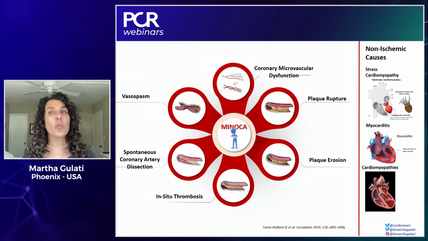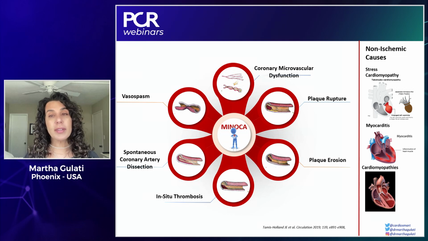So it's not just one diagnosis, is the point I'm trying to get at. When you say the words MINOCA, you haven't made the diagnosis quite yet. You're getting there, but you need to work a little bit further down the line to find out what's really going on. So coronary microvascular dysfunction, is that what's going on? That might be one of the potential ischemic causes.